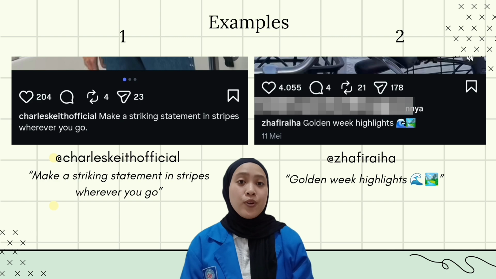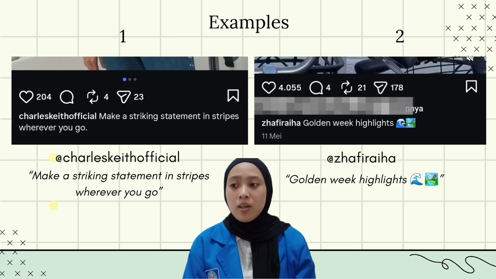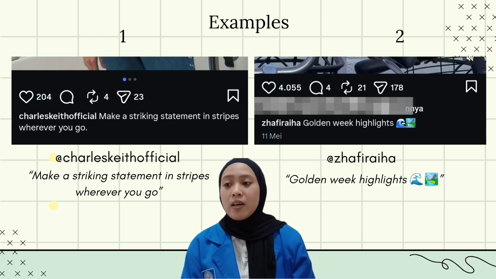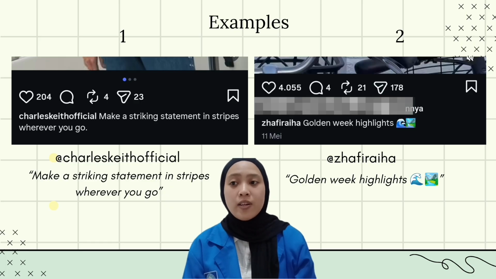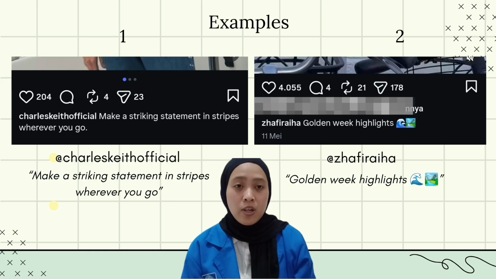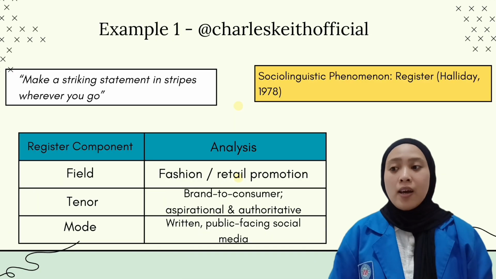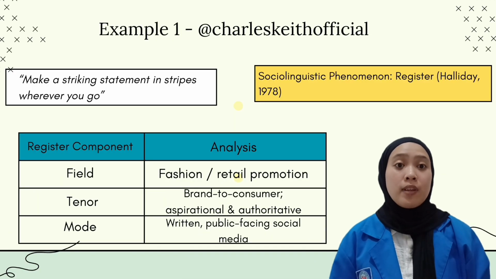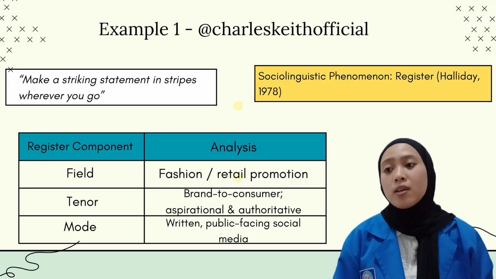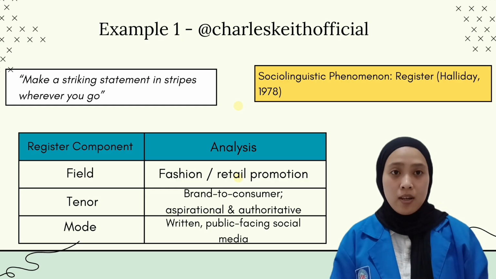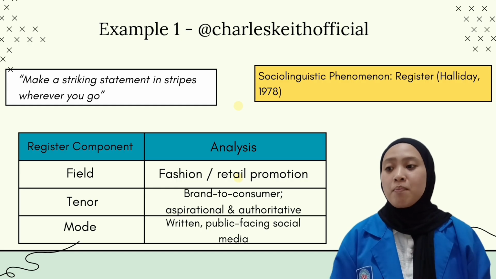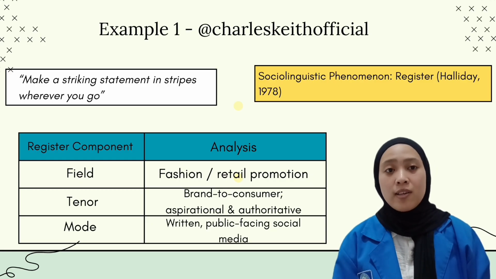I have 2 examples in this section. The first example is a caption on Instagram, and the second one is also a caption from Instagram. Example 1 is an advertisement of Charles & Keith Official. And the caption is "Make a striking statement in stripes wherever you go." The sociolinguistic phenomenon is register.